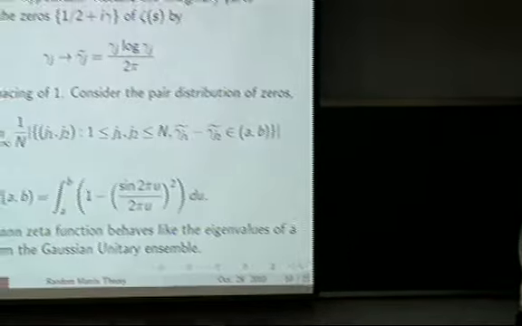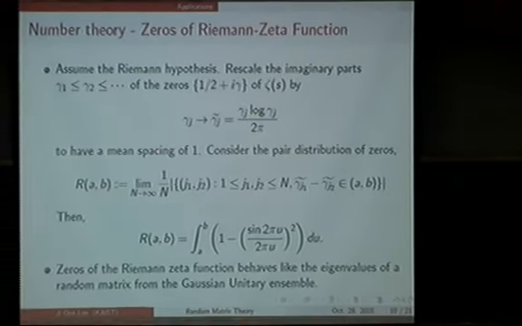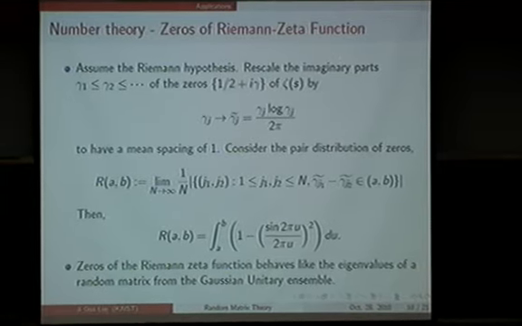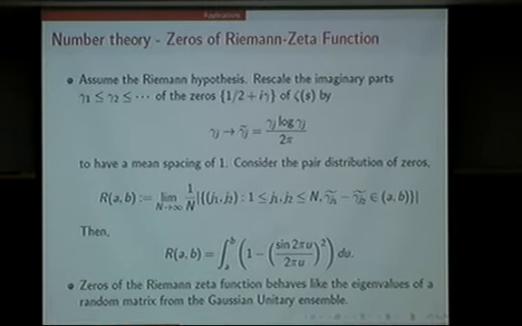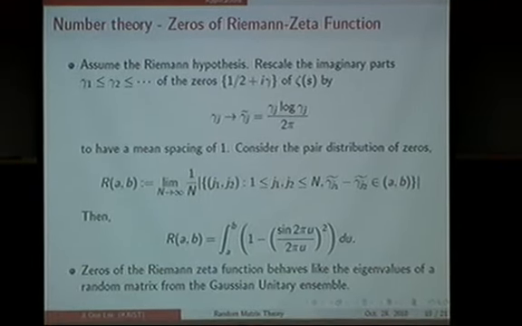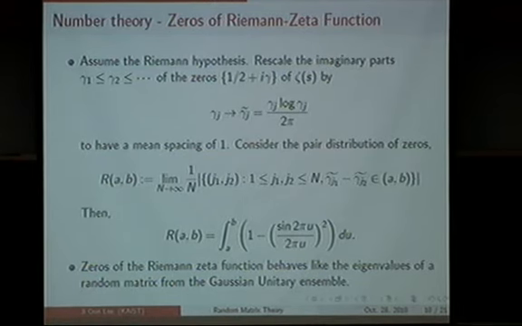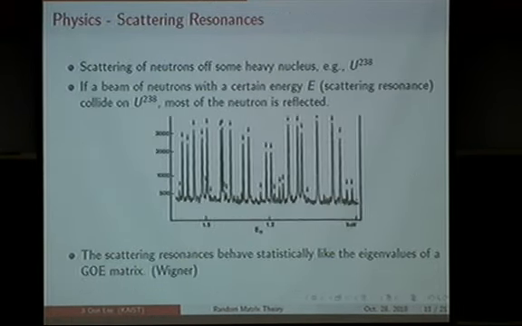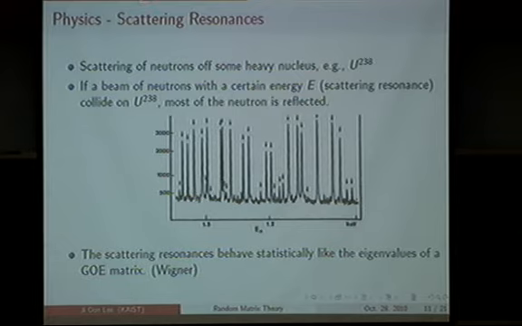So now people have proved some relations between the zeros of the Riemann zeta function and the eigenvalues of random matrices. And there are many good results, I know. The second application, which actually was the first application of random matrix theory, is the scattering resonance. It was first considered by Wigner himself.